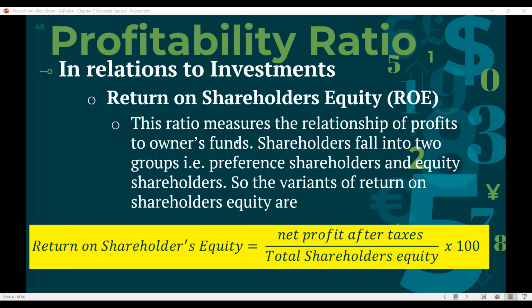So next is we have ROE. So return on shareholders equity. So I guess familiar pod mo ani kaayo, ginagamit ni sa inyong thesis. So this ratio measures the relationship of profits to owners fund. So shareholders fall into two groups, preference shareholders and equity shareholders. So the variance of return on shareholders equity are net profit after taxes over total shareholders equity multiplied by 100.